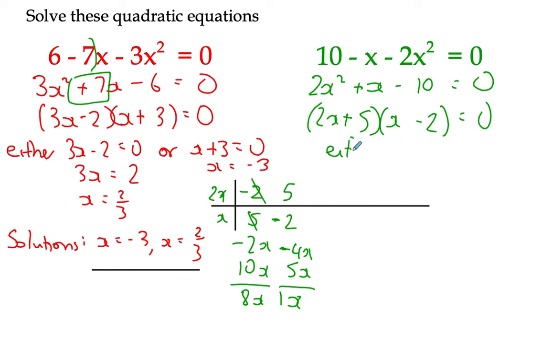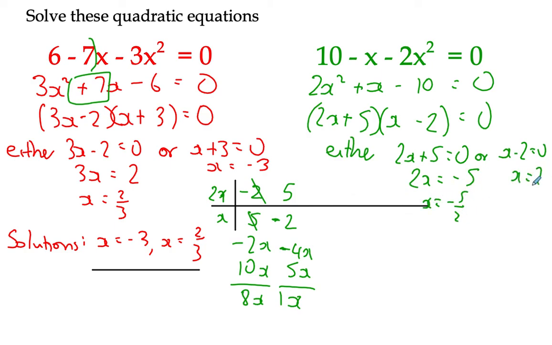We get either 2x plus 5 equals 0 or x minus 2 equals 0. So that gives us 2x equals negative 5, x equals negative 5 over 2. And our solution, hopefully you've written that down, is x equals negative 5 over 2, or x equals 2.